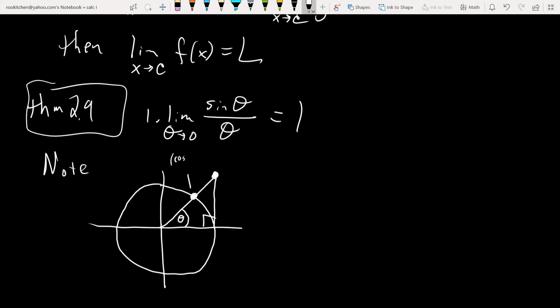We know that'd be cosine theta comma sine theta. If you need to do more than trig, you can think of it as opposite over hypotenuse. And the hypotenuse has length 1, right? So that point, opposite over hypotenuse, is sine of theta.